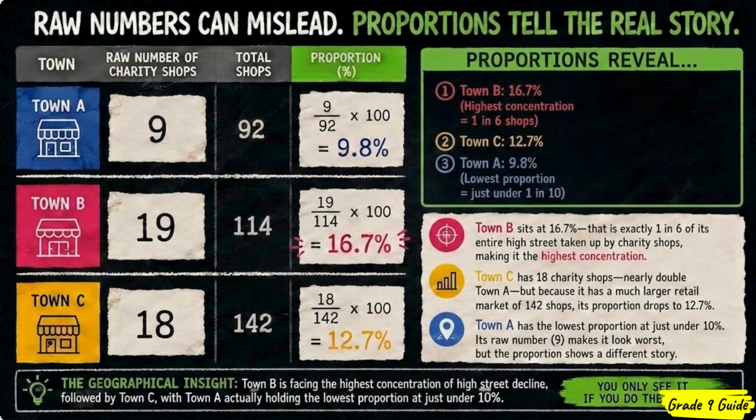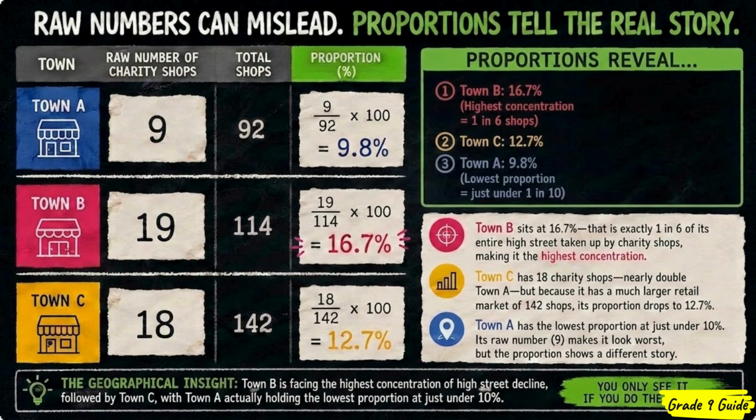Here is what the maths actually shows. Town A, 9 divided by 92 times 100 equals 9.7%. Town B, 19 divided by 114 is 16.7%. And town C, 18 divided by 142 gives us 12.7%.